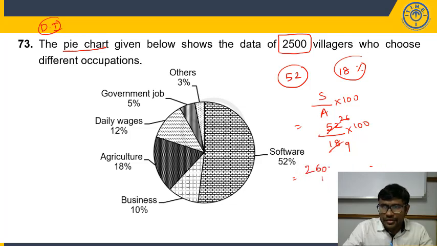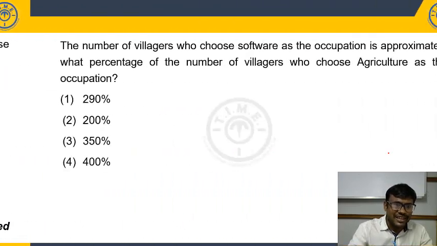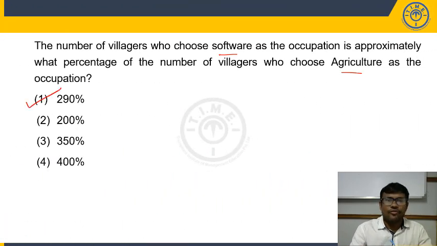2600 by 9. So 9 2 is 18. So it has to get 9 here. So 9 9 is 81. So approximately it is 290%. Which option is satisfying? Option number 1 is your answer. Okay. Now let us get into the next question.